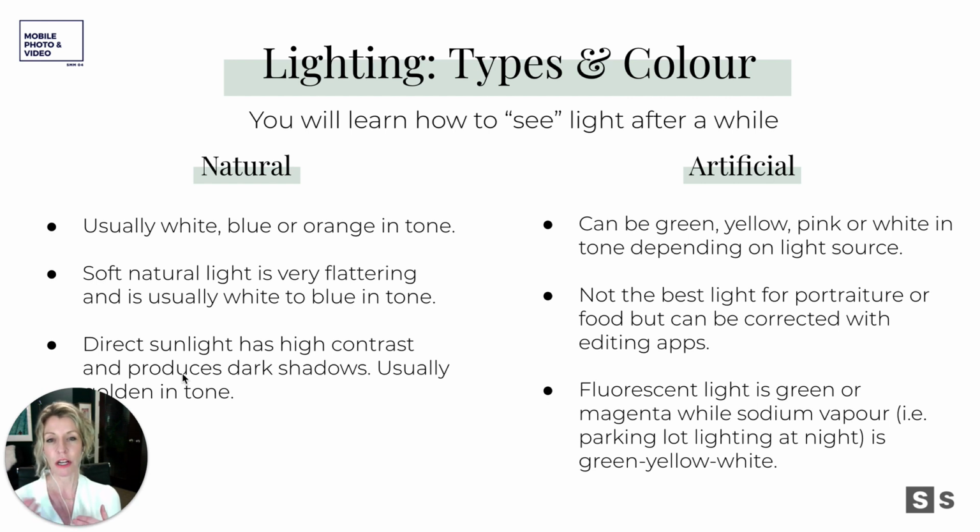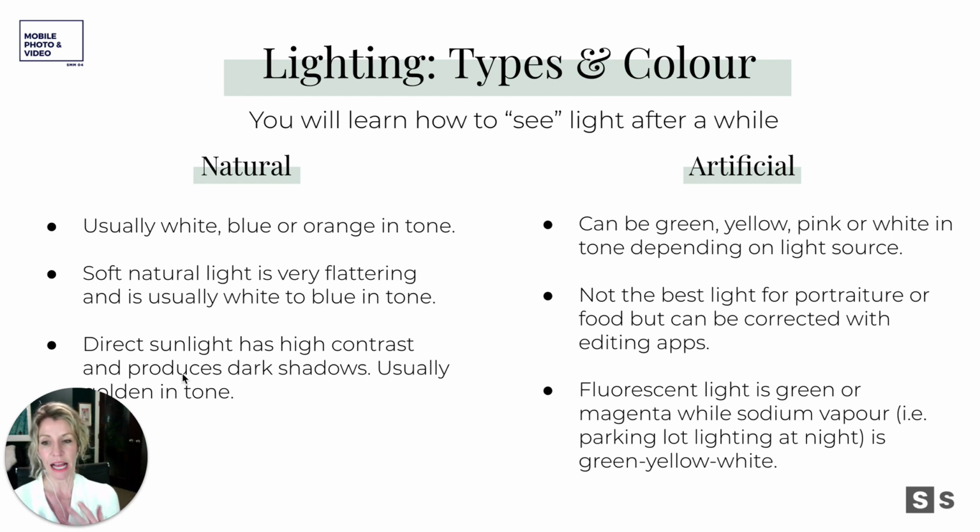So generally we've got natural light and artificial light, and the natural tones are going to be white, blue, orange hues, just all the things that would elicit the feeling of sunlight or daylight. Soft natural light is really flattering and is usually white to blue in tone. If you are buying light bulbs and you'll see soft white light bulbs, they'll be good for an office, or used in retail locations, whereas warm whites are a lot more orange or golden in their hue.